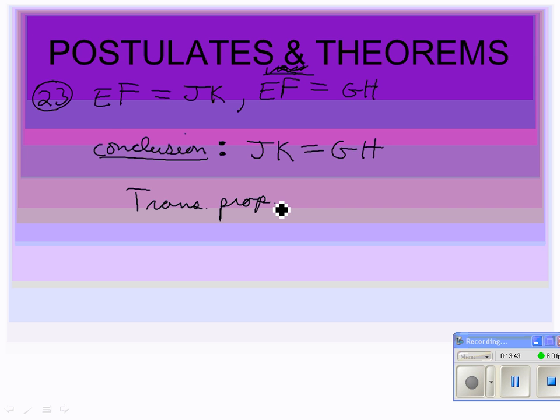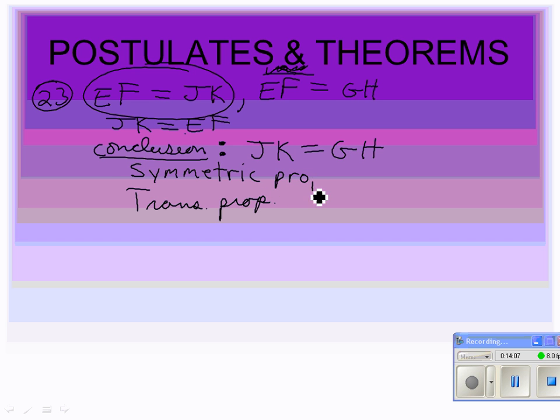But what could I do with this? I could turn it around. I could make it JK equals EF. Then it would fit the transitive property. So not only did I use the transitive property, what property tells us I'm allowed to just flip that around like that? Symmetric property.